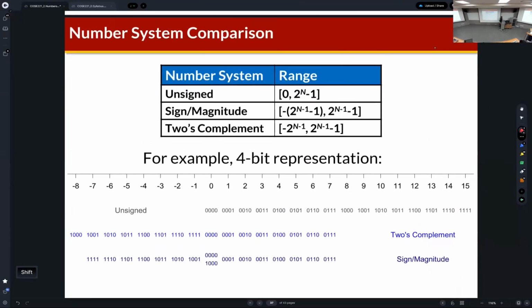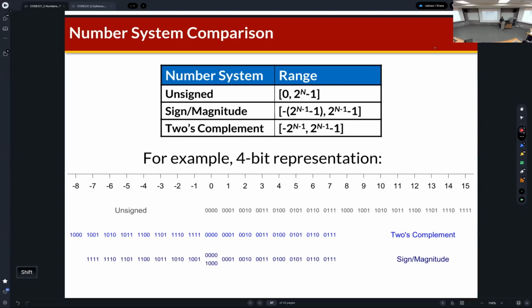So in this slide, I compare the different number systems. Hardware numbers have different representations, because hardware can only represent 0 and 1. There is no representation for plus and minus. So actually we can use 0 for the plus, and we can use 1 for the minus sign.